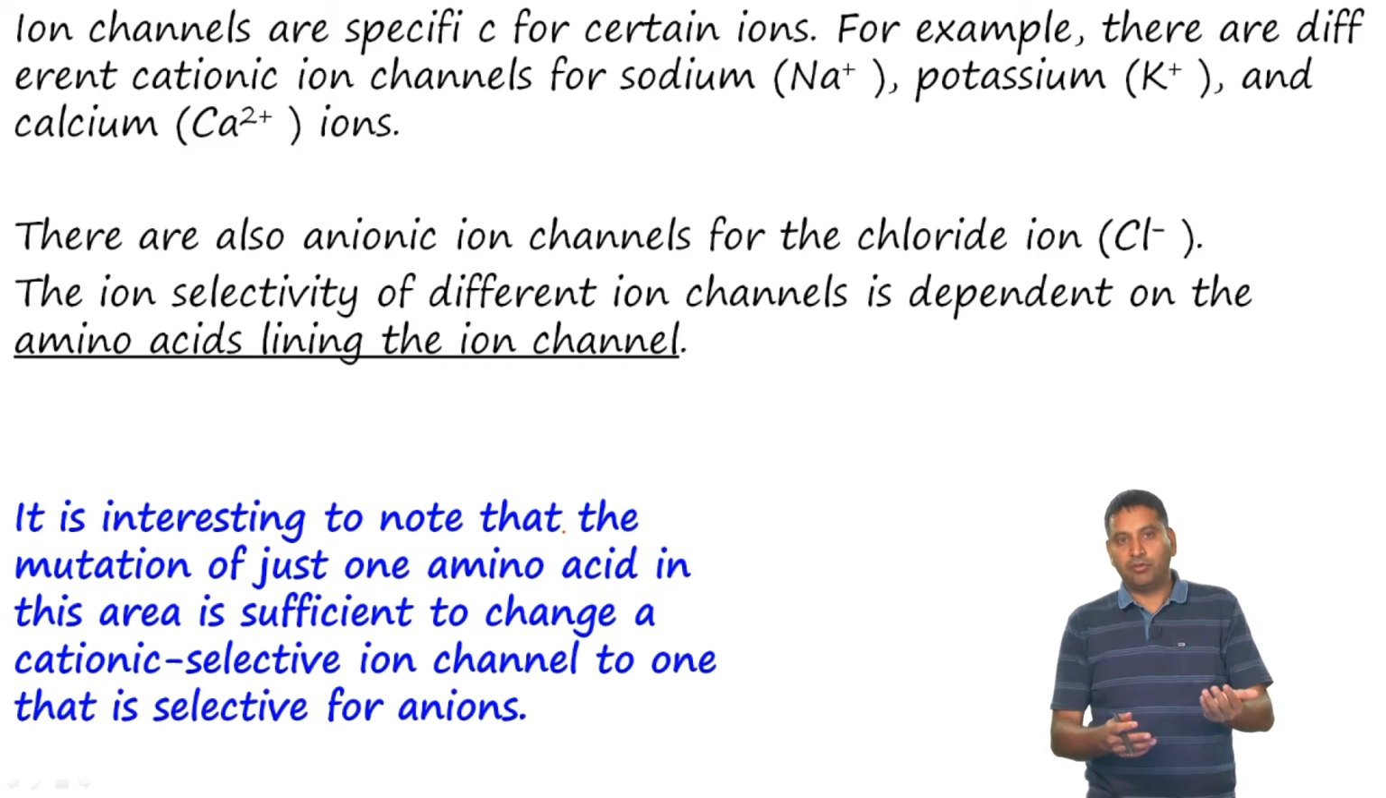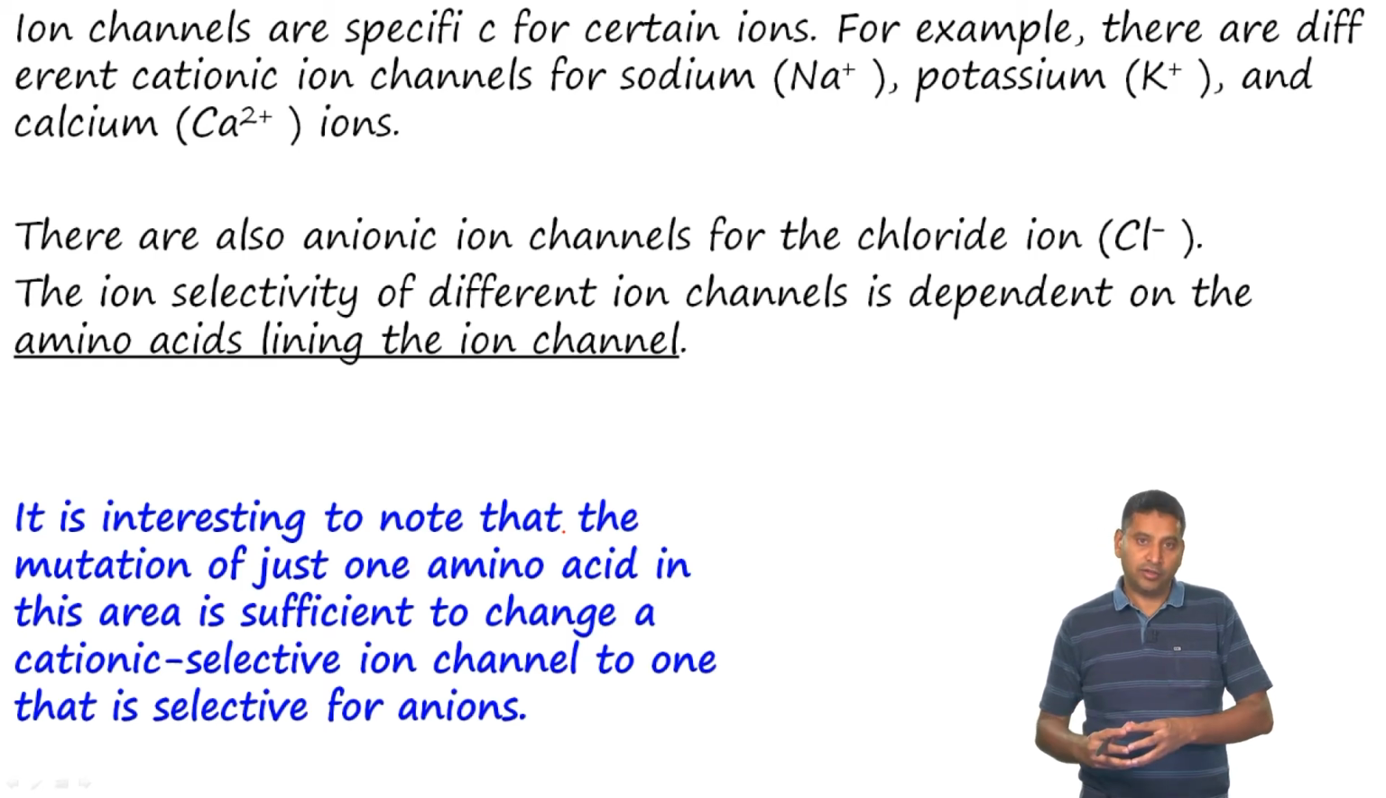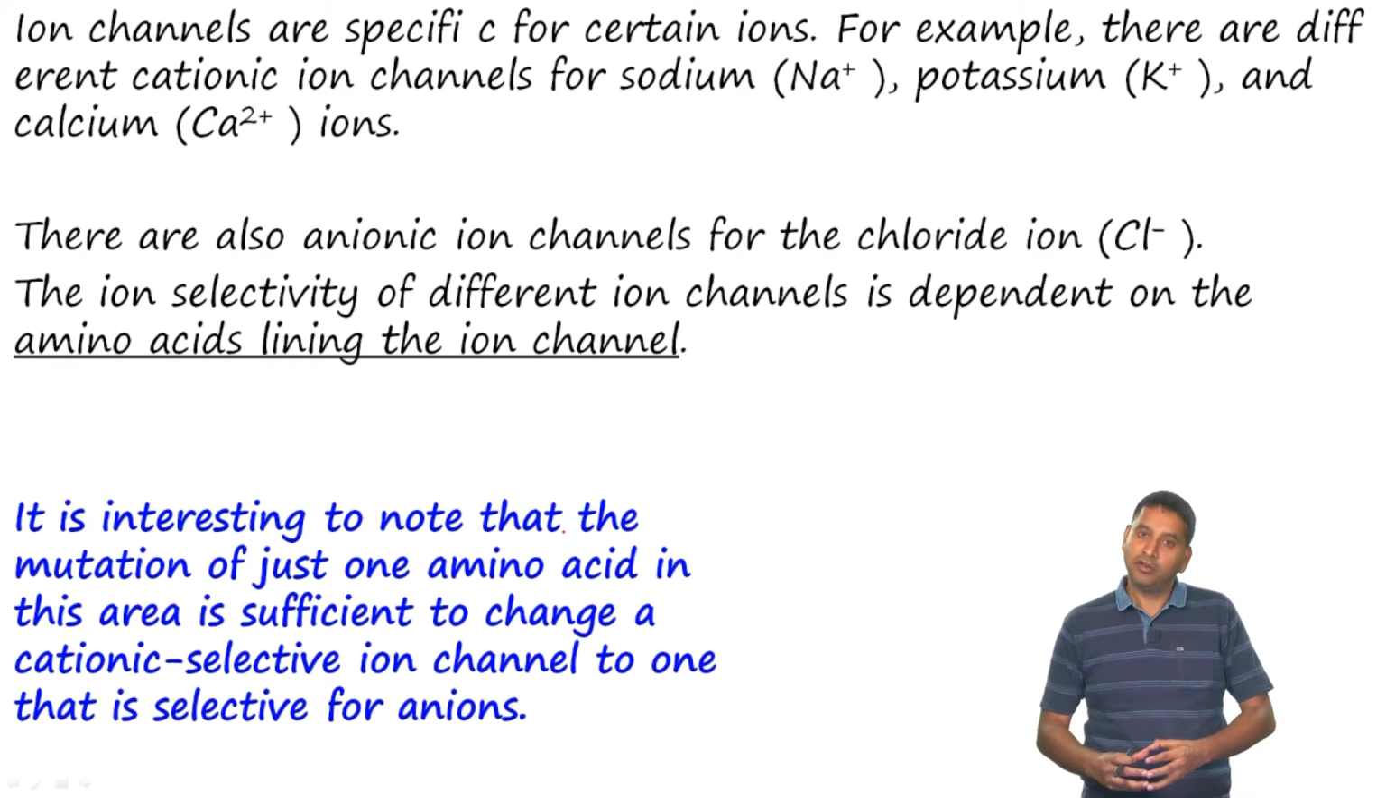So, for example, if you have amino acids which are positively charged, let us say, an amine residue, they would preferentially bind to chloride. And it is also very interesting that mutation, what is mutation? Mutation is basically replacement of one amino acid with another, and it is sometimes sufficient to completely change the selectivity of an ion channel. So, therefore, the primary structure of these ion channels is significantly important for their function.